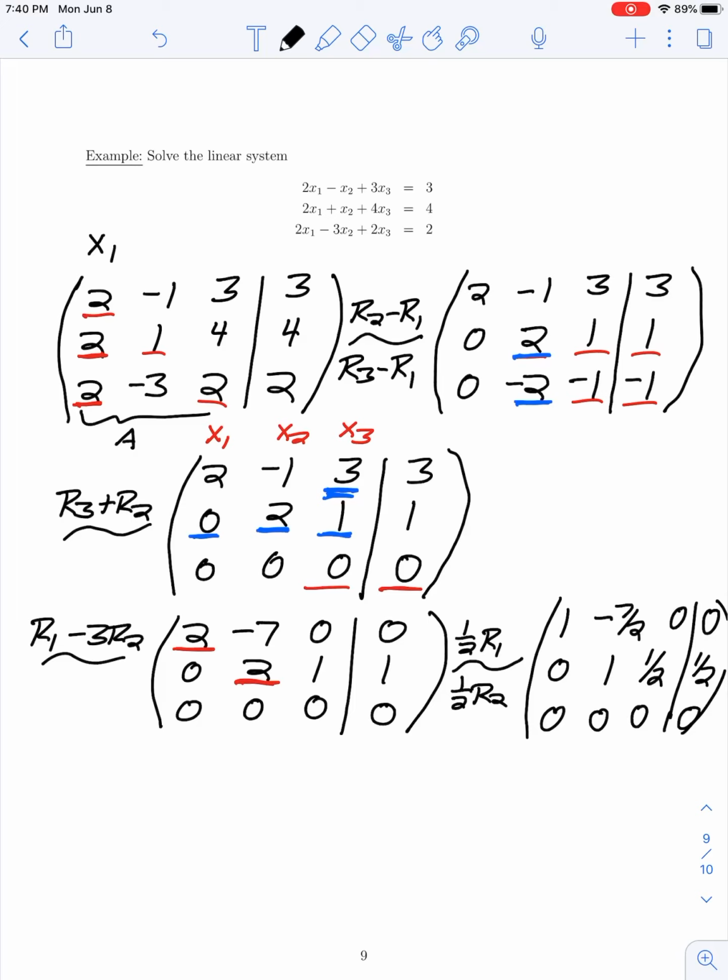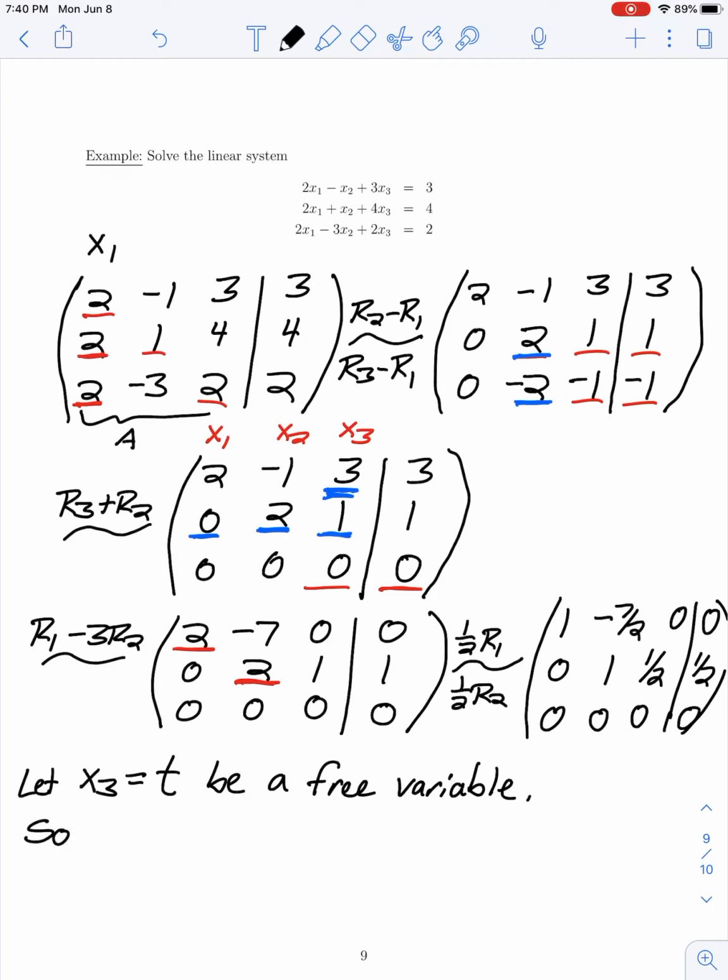So at this stage, we could go ahead and introduce our free variable. There's not too much more that we could do to make this a simpler system. Sticking with the convention that we let our last variable, in this case x3, be the free variable, well, let's make our choice for x3 some constant number. Let's denote it as t. So let's say x3 will be equal to t, will be a free variable.